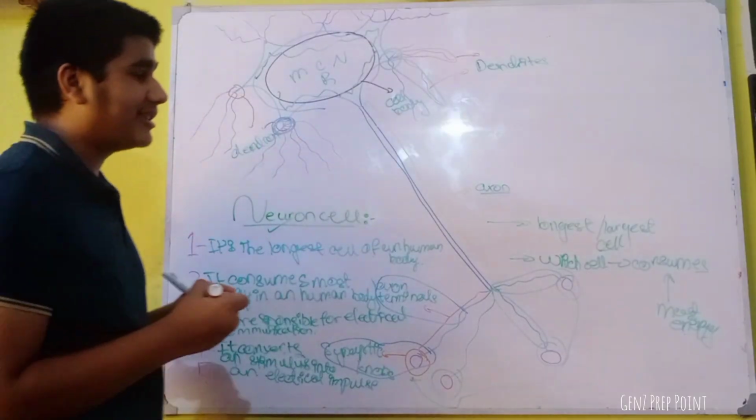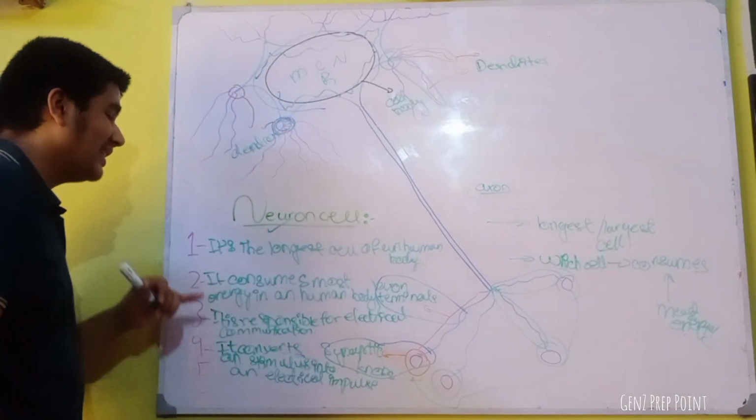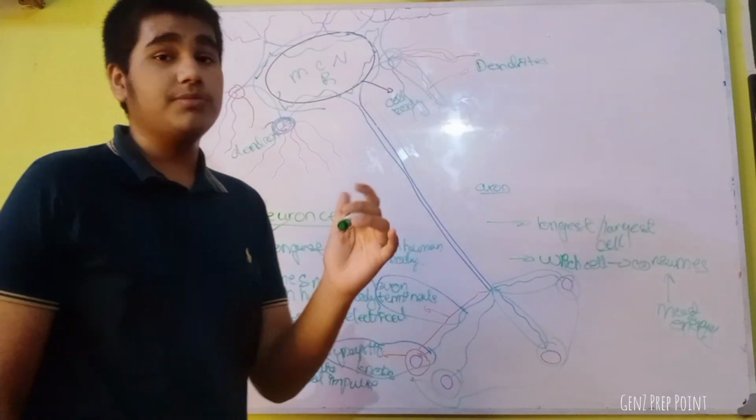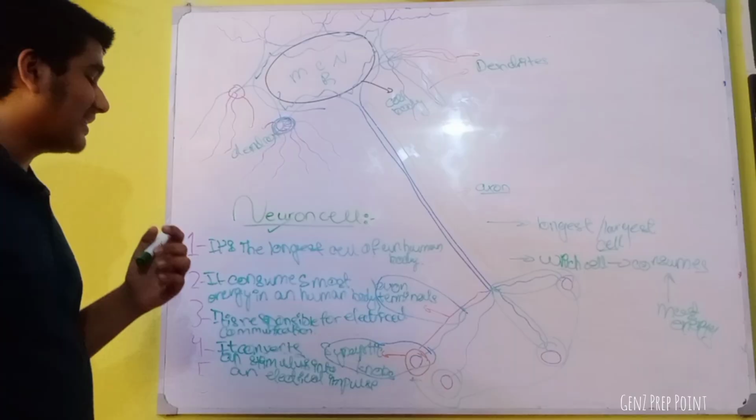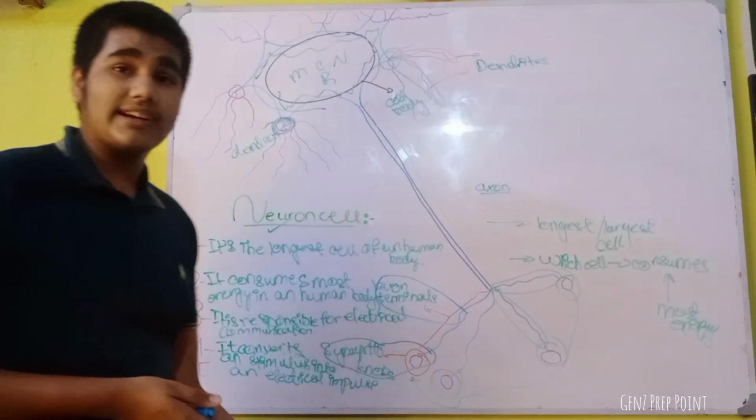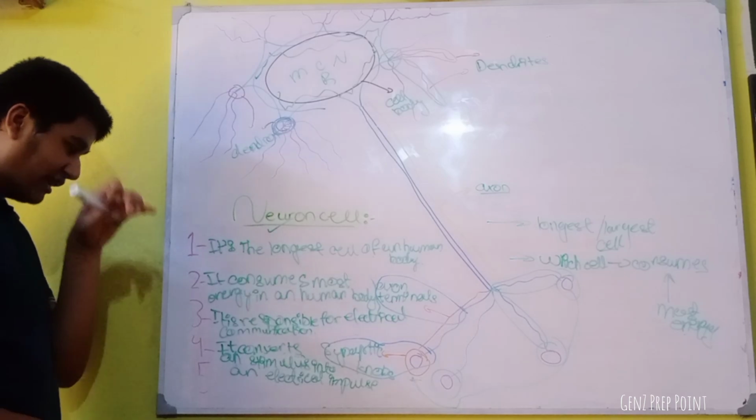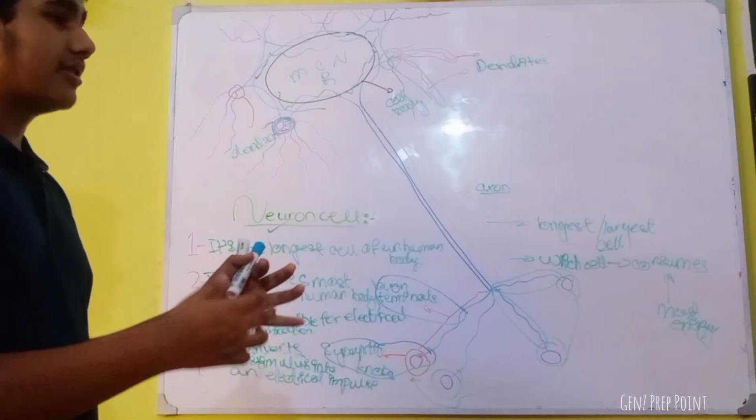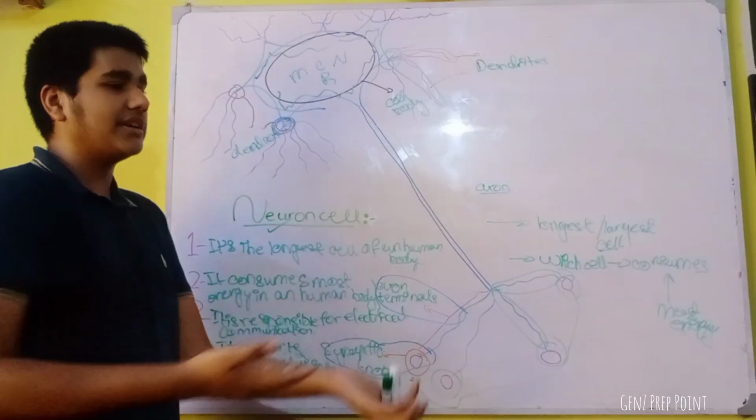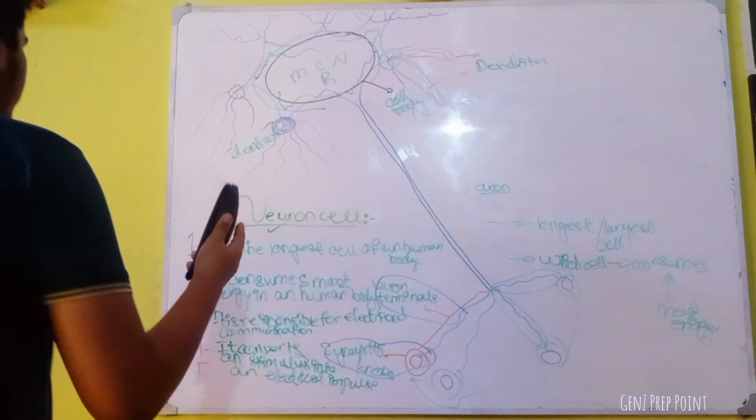The largest or the longest cell of our human body is the neuron cell. The cell that consumes the most energy is also the neuron cell. The cell that converts a stimulus into an electrical impulse is also the neuron cell. It is also responsible for electrical communication. Without a neuron cell, you can't control your hands. So this is all for the neuron cell.